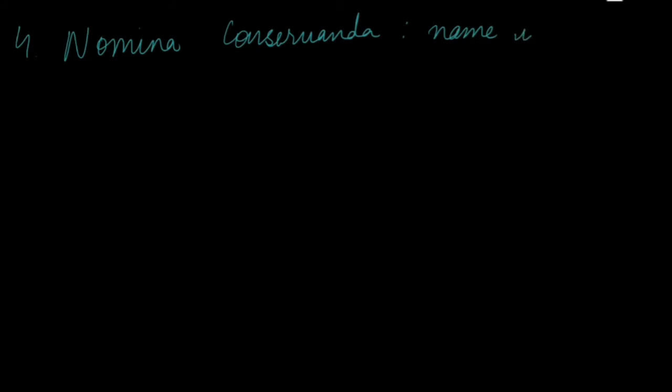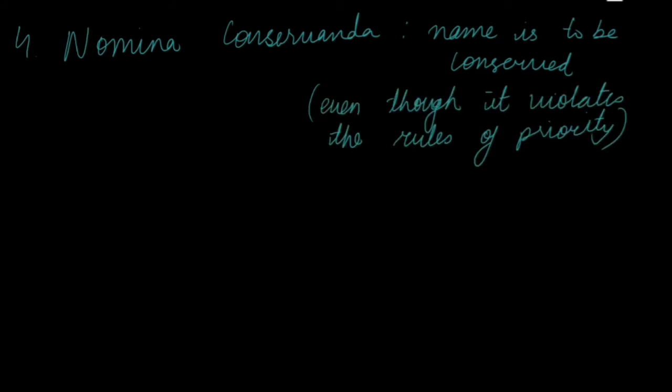So the limitation is nomina conservanda. Nomina conservanda literally means that a name is to be conserved, even though it violates the rules of priority. What happened was that because of the strict application of the principle of priority, there were a lot of changes in the names. The name change was so widespread, and it led to a lot of confusion.